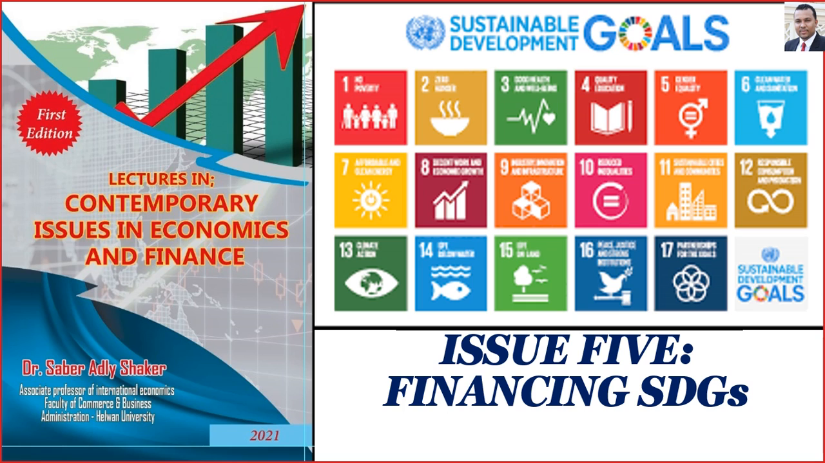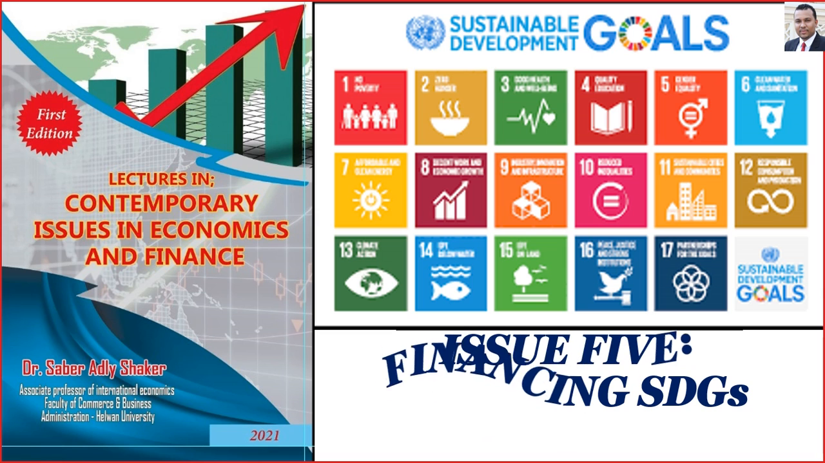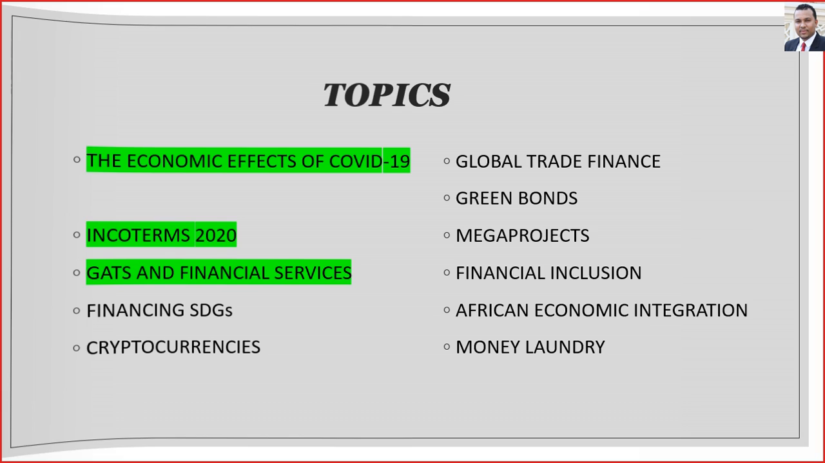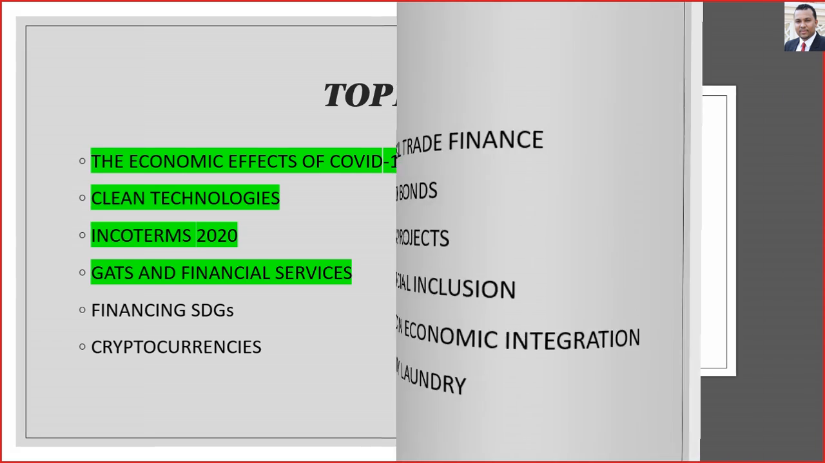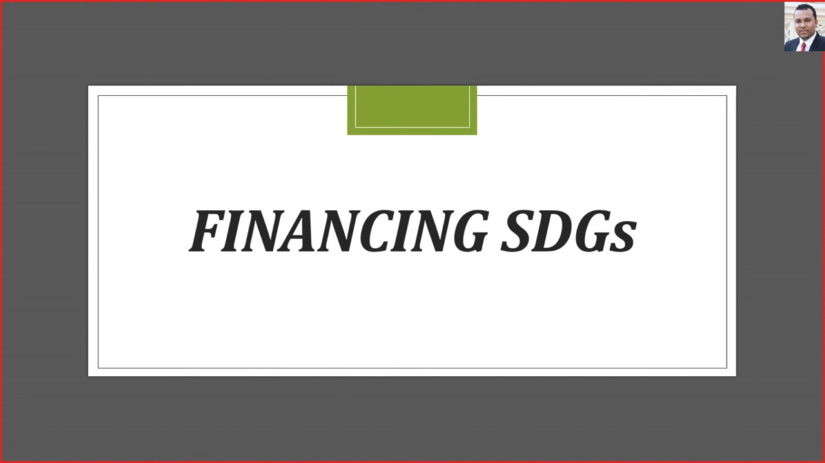Issue number 5, Financing Sustainable Development Goals, abbreviation SDGs. This is topic number 5. Number 1, the first topic, economic effects of COVID-19. Topic number 2, clean technologies. Number 3, incoterms. And number 4, GATS and financial services. So our topic today, topic number 5, Financing Sustainable Development Goals, SDGs.